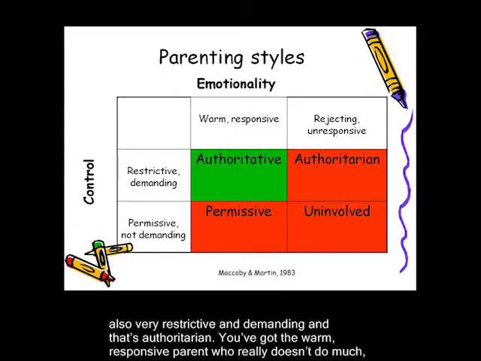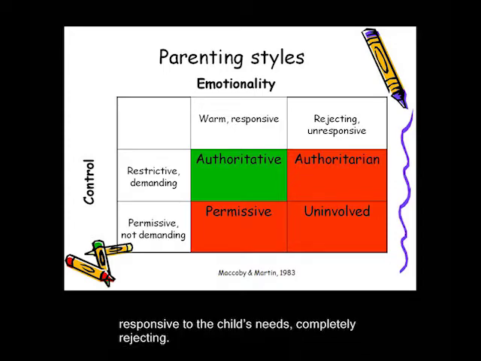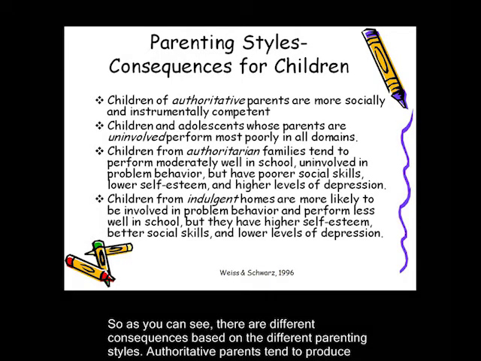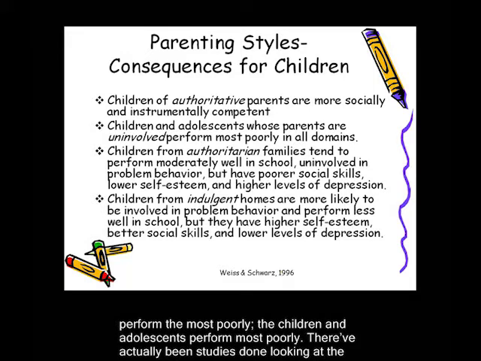And then you've got the rejecting unresponsive parent who is also very restrictive and demanding, and that's authoritarian. Now you've got the warm responsive parent who really doesn't do much, just permissive. And then you've got the worst type, which is the uninvolved, is not making any demands, completely permissive, and yet is not responsive to a child's needs, completely rejecting. So, as you can tell, there are different consequences depending on the different parenting styles. Authoritative parents tend to produce children who are more socially competent and instrumentally competent, whereas the ones who are uninvolved, as you can tell, perform the most poorly. The children and adolescents perform most poorly.